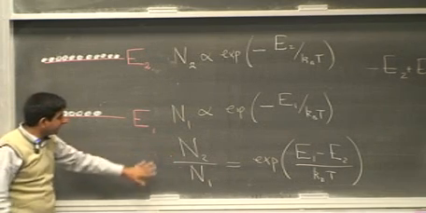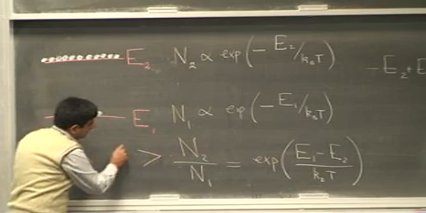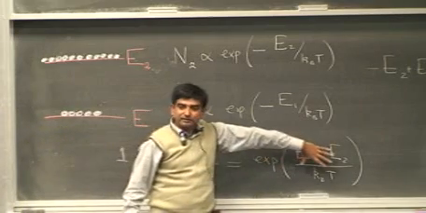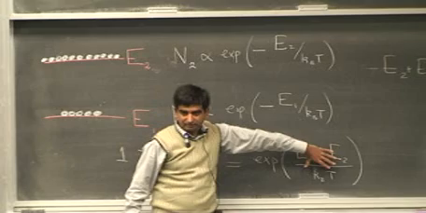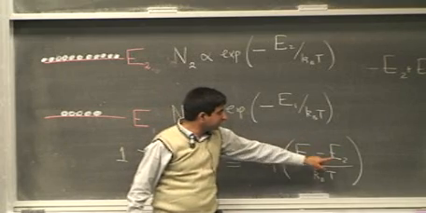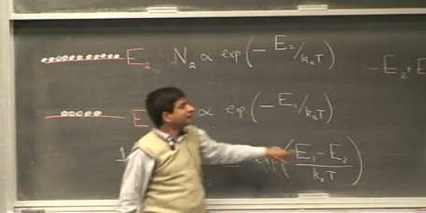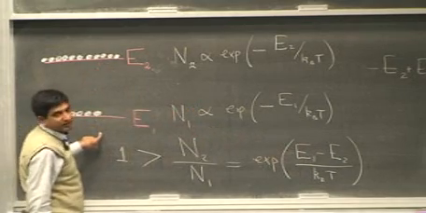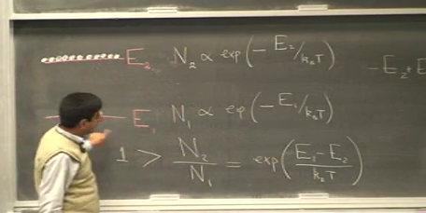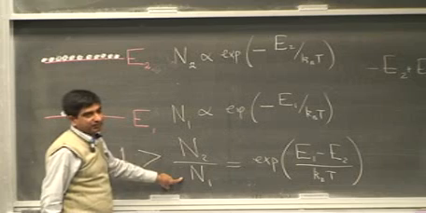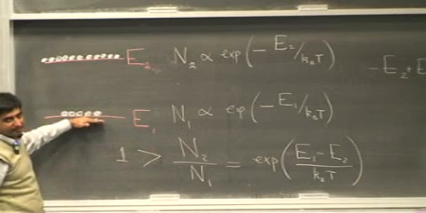And this is going to be less than 1 when this number is negative. This number is negative means E2 is greater than E1. So when E2 is greater than E1, which it normally is, then N2 will be less than N1, which means this population will be higher.